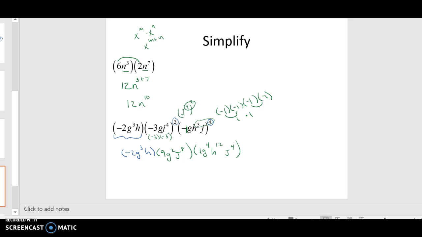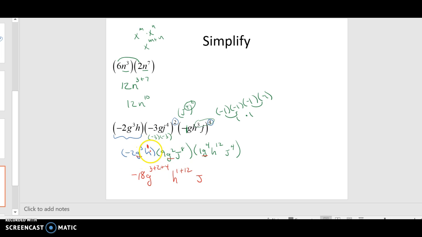So now, when I go to multiply these out, I'm going to multiply coefficients together, and then like terms or like variables together. So -2 times 9 is -18. -18 times 1 gives me -18. Now, g to the third times g to the second, so I'm going to add 2 times g to the fourth, now I'm going to add 4. When I multiply these same factors or same bases, I'm going to add all the exponents. When I do the h's, I have h, that exponent's 1, so it's to the 1. I don't have an h here, but I have h to the 12th here, so plus 12.